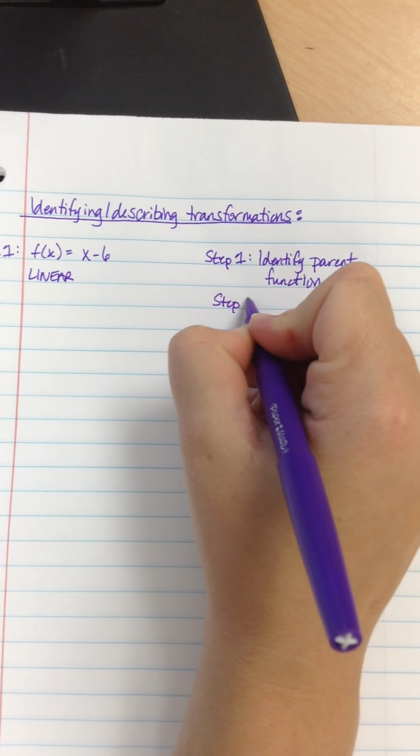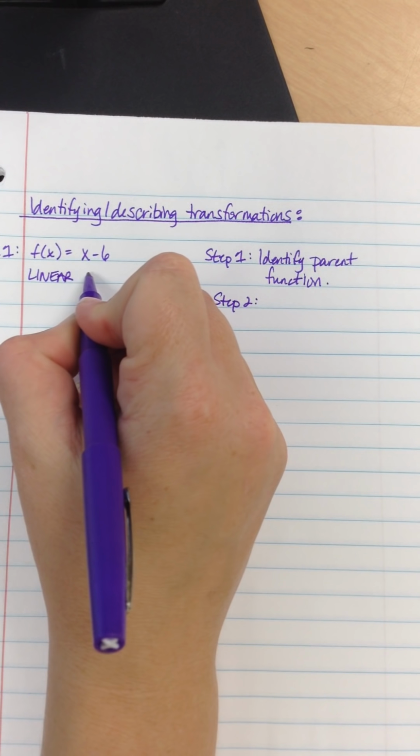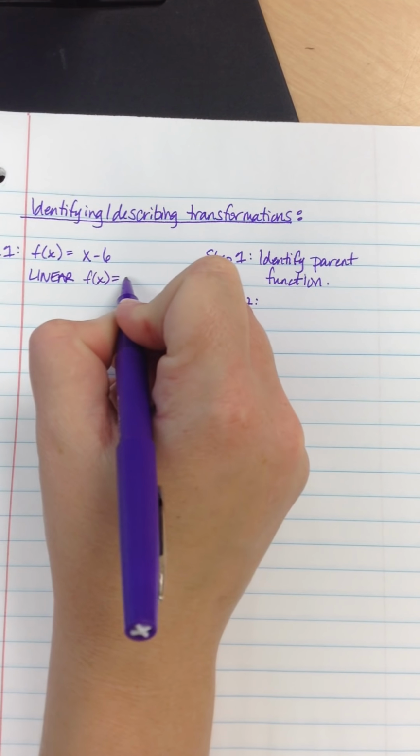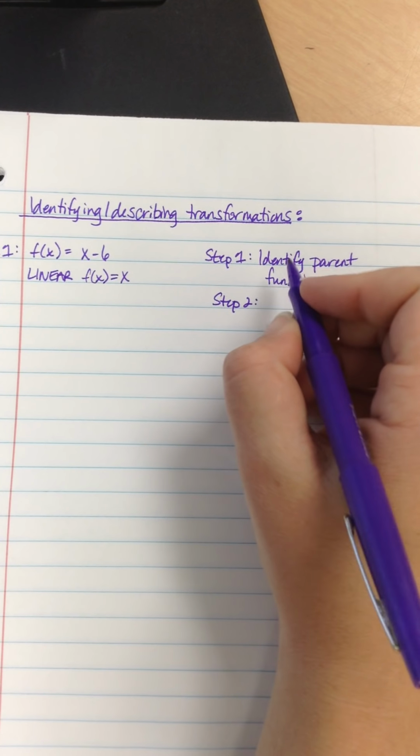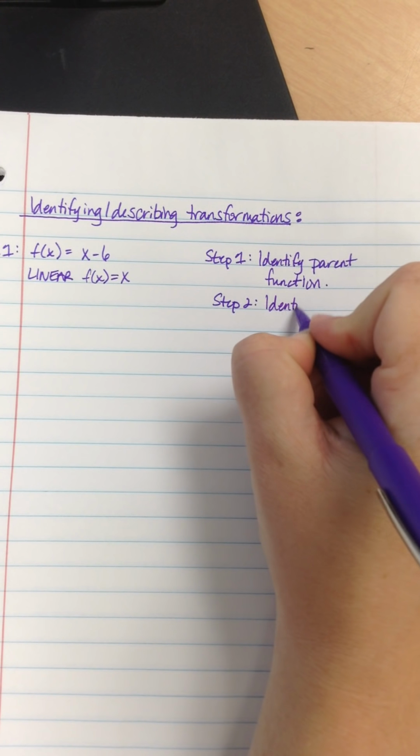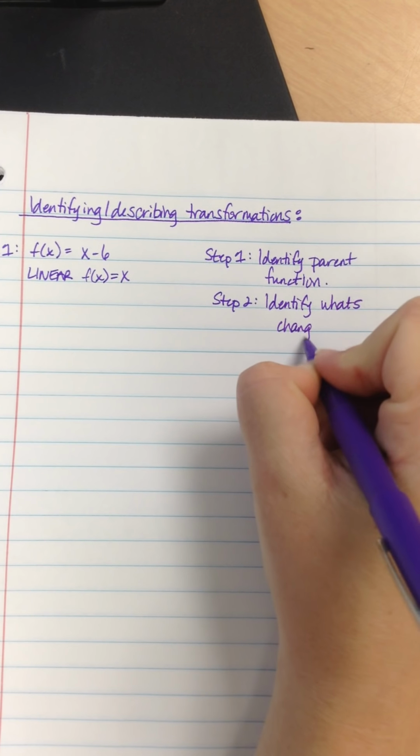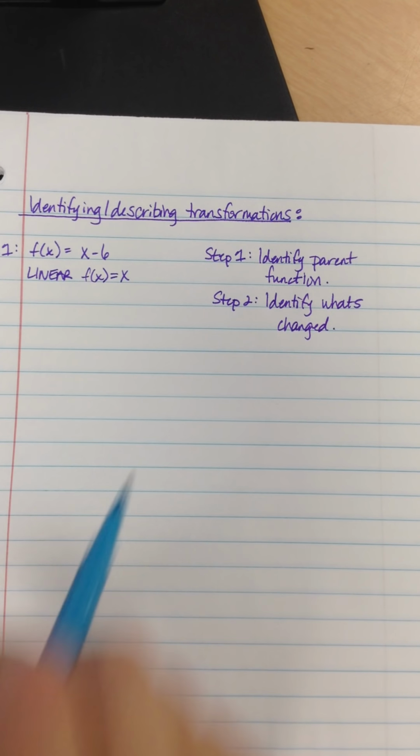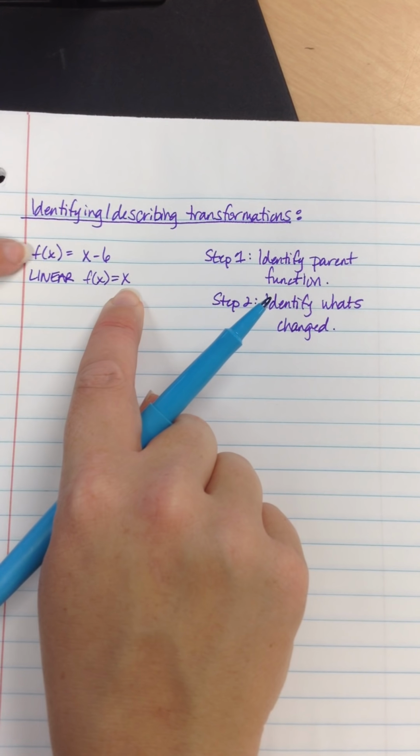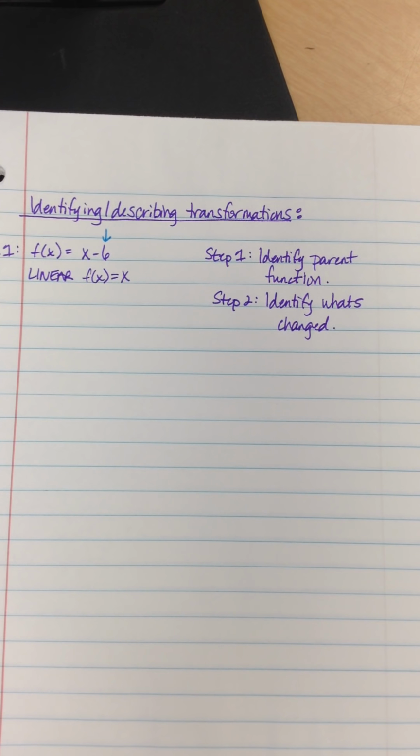Step 2. Now we need to know how it is changed. So remember, from linear, the original equation is just f of x equals x. That's the original equation. So step 2, we have to identify what's changed now. The way I like to have you do this is point it out, actually with an arrow. The original equation just had an x in it. The problem that I gave you has an x minus a 6. That negative 6 is a transformation.